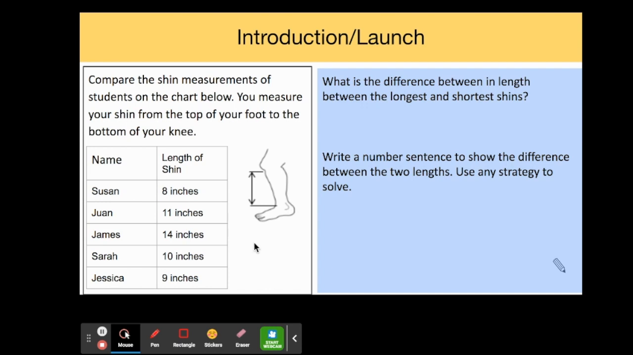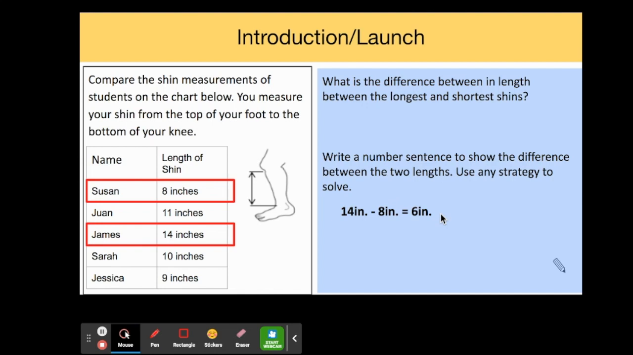I can see that James has the longest shin length. His shin is 14 inches long. And then I see that Susan has the shortest shin length. Her shin is 8 inches long. All right, now we can write our subtraction equation. I am going to write the equation underneath the second question, since it says write a number sentence to show the difference between the two lengths. This is my number sentence. 14 inches minus 8 inches equals 6 inches.